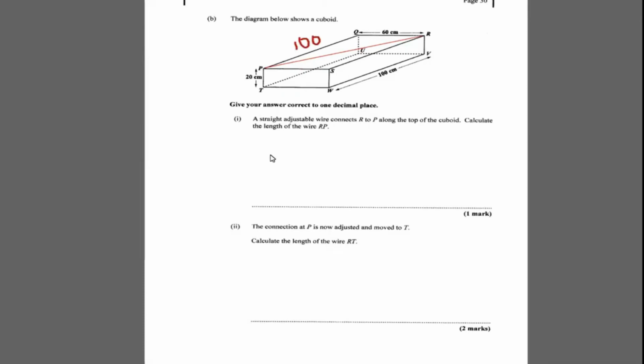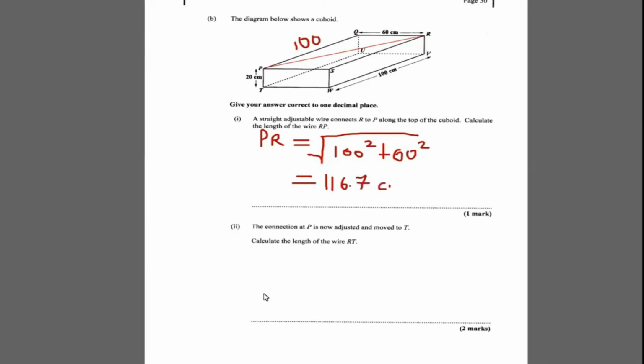So now we can find what is PR. PR looks like the hypotenuse, and the hypotenuse is the square root of the opposite squared plus the adjacent squared. So 100 squared plus 60 squared, and that will give you the length of PR. Then you square root that, and it's set to 1 decimal place, so that looks like 116.7 centimeters.